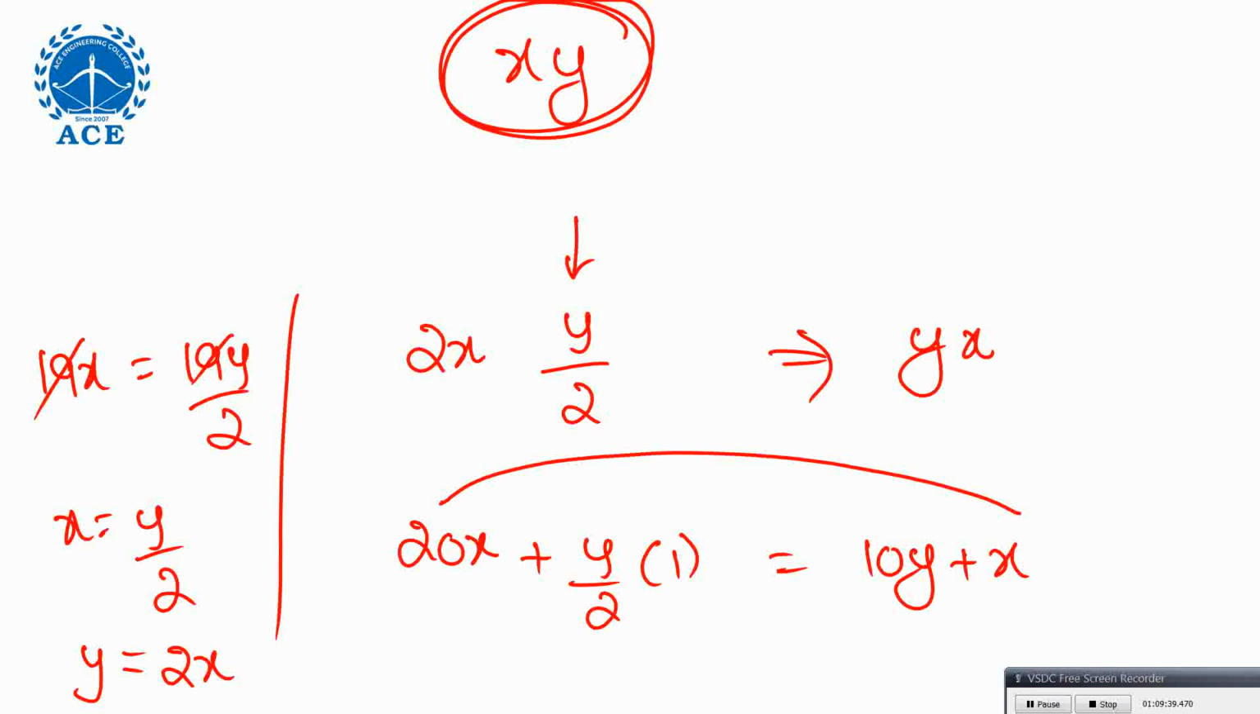into 1. 20x: see, x is the tens place, so 10x is the value. They said to double it, 20x. Y is in the units place, its value is y. They said to halve it, y by 2. After doing that, the two-digit number becomes reversed, yx. Yx means y is in the tens place, so you have to write 10y. X is in the units place, so you have to write x. This is also a good question.